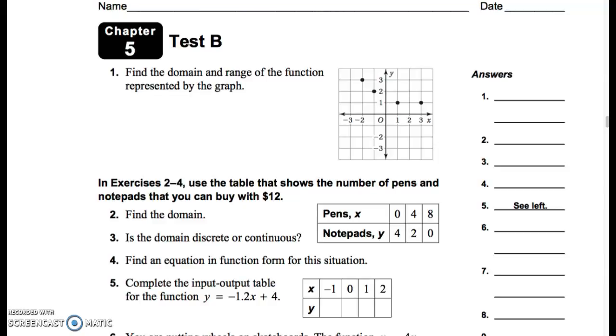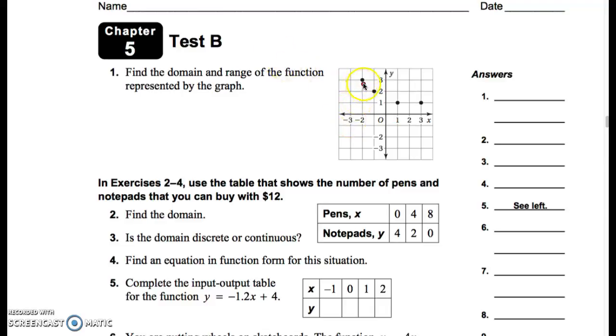All right, so this is the video that's going to take us through our Chapter 5 study guide over functions. If you look at number 1, it says find the domain and range of the function represented by the graph. So if you recall, the domain of a function are all of your x values or all of your input values. The range is all of your y values or all of your output values. So for number 1, everything is in a graph.